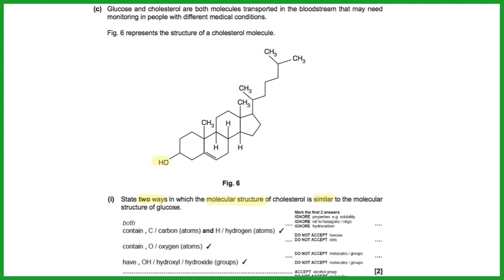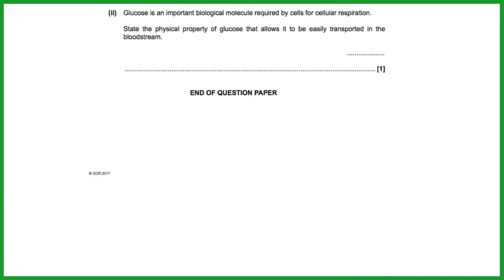So finally, glucose is an important biological molecule required by cells for cellular respiration. State the physical property of glucose that allows it to be easily transported in the bloodstream. Well, the bloodstream is mainly water. Plasma is mainly water. So what's the physical property that allows it to be easily transported? Well, it's soluble in water. And that was all they wanted, was that it was soluble in water, or that it dissolved in water, or that it was polar so that it dissolved in water.